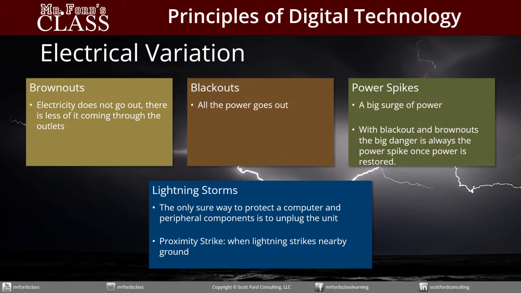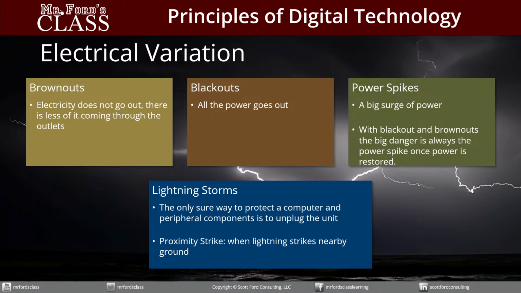For example, brownouts. Brownouts, the power doesn't go out, but it doesn't exactly go full strength. It kind of dips a little bit and it comes back up. Blackouts are self-explanatory. These are when the power actually goes completely out. You have a power spike. This is a big surge of power.